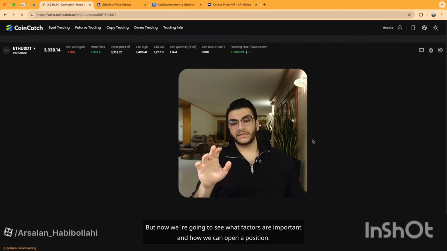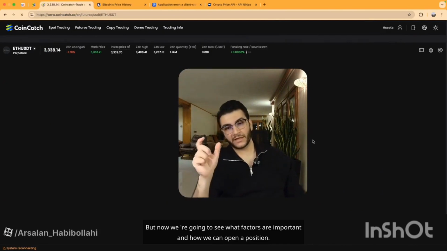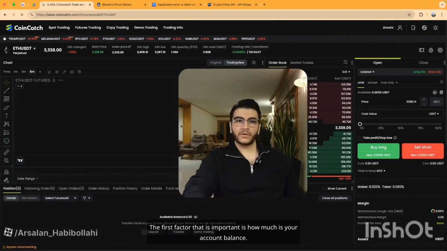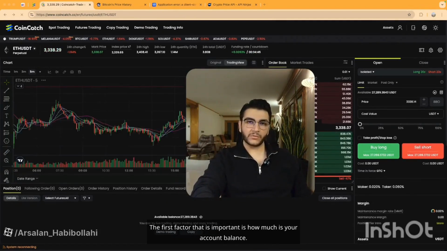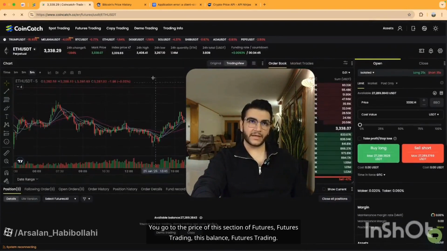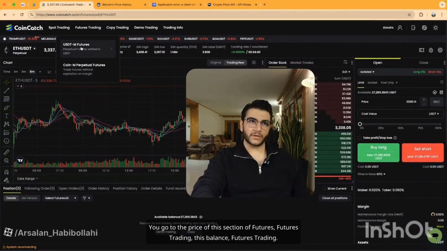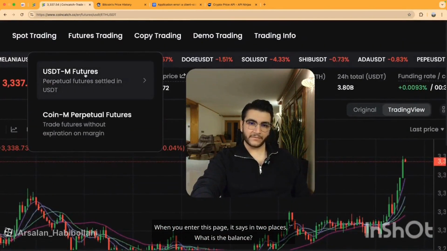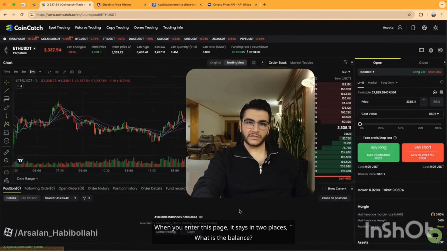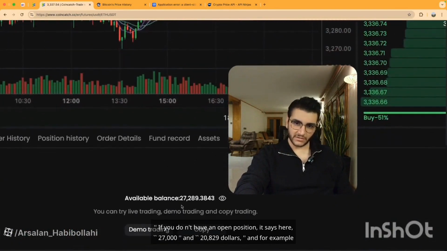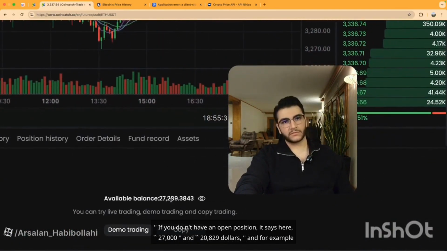But now we're going to see what factors are important and how we can open a position. The first factor that is important is how much your account balance is. You go to the futures trading section. When you enter this page, it shows the balance in two places. If you don't have an open position, it shows here, for example, $27,000 and $20,829.